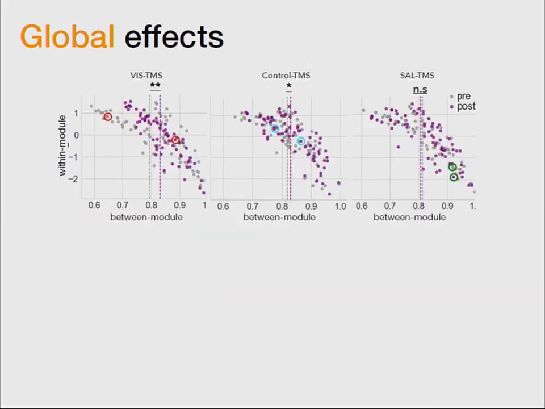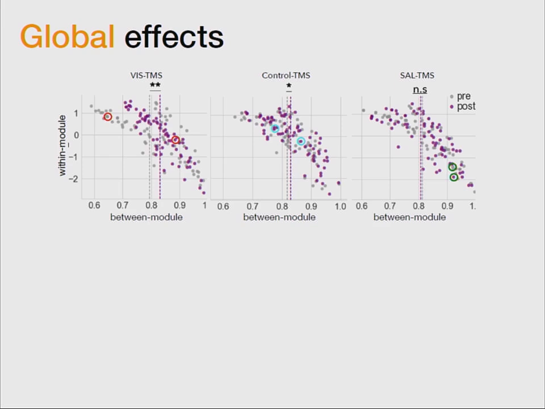Specifically, we computed the within module functional integration, on the y-axis of this scatter plot, and the between module functional integration on the x-axis. Regions that are highly connected within their own modules are represented in the upper left part of the scatter plot, while regions that are globally integrated are in the lower right area. In addition, the color codes the condition, pre in gray and post in violet.